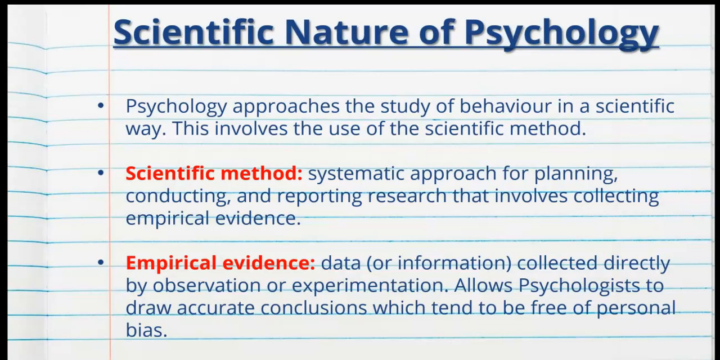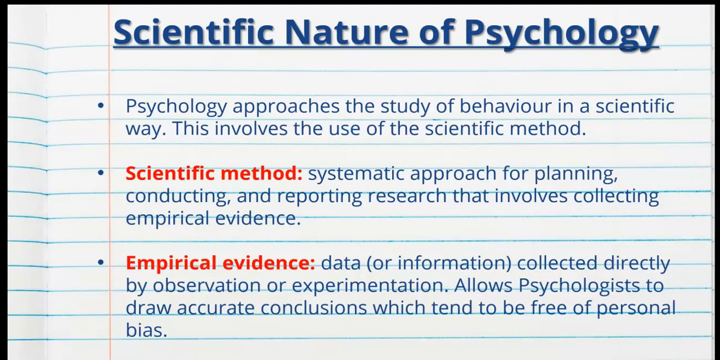So, we all know that psychology is a science, and psychology approaches the study of behaviour in a scientific way, of course. So we use the scientific method just like any other science such as biology, physics, chemistry or geology. The scientific method is the systematic approach for planning, conducting, and reporting research that involves collecting empirical evidence. So just like we go through a systematic approach or method when we do experiments and investigations, like we do in other sciences, psychology is no different.